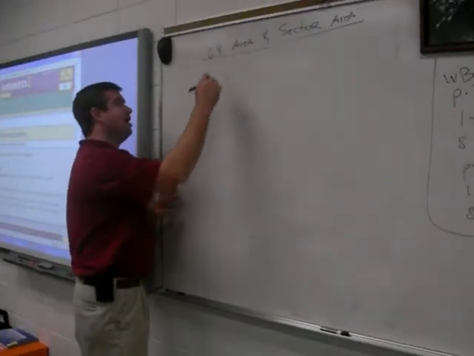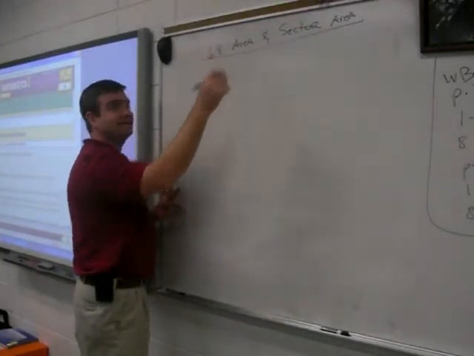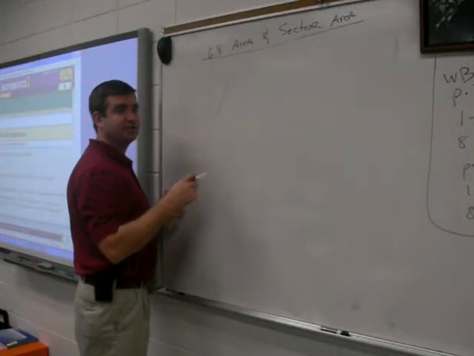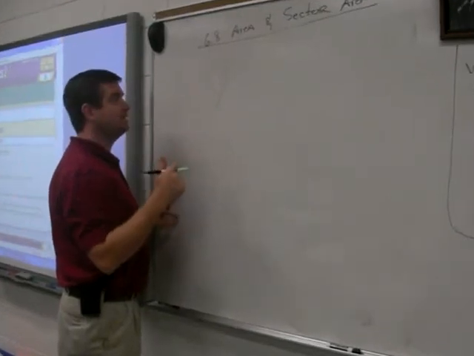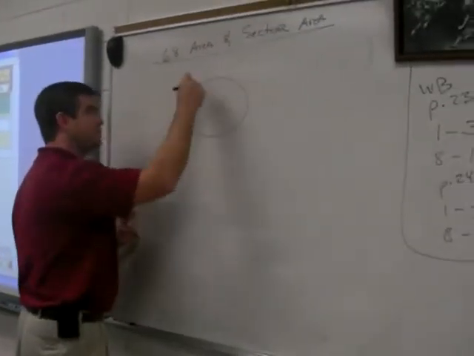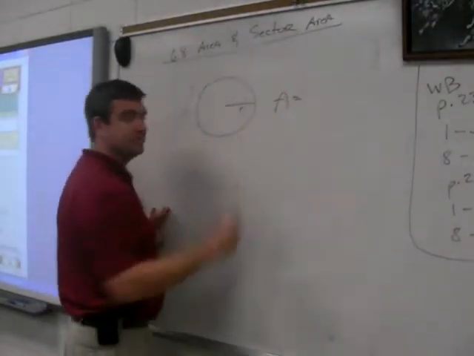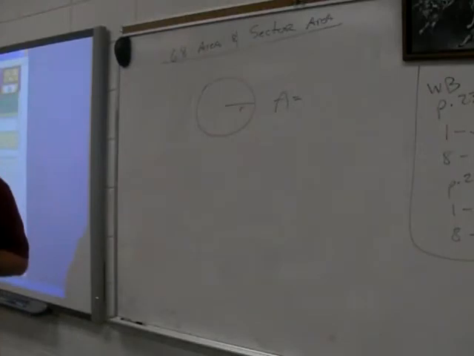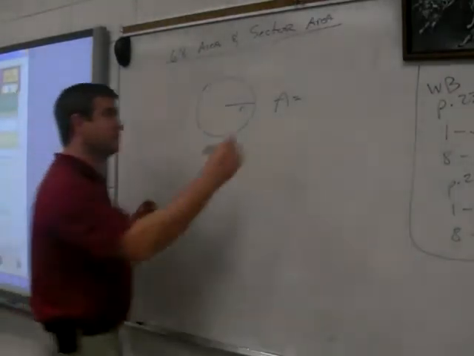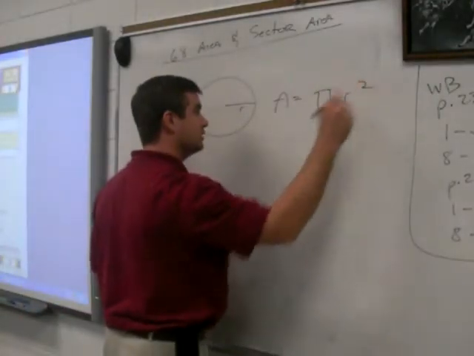All right, 6.8, area and sector area. These are the two things that we need to talk about in 6.8. The first is kind of a review. Here's a circle and the radius. The formula for area, I heard somebody say it earlier. What is it? Pi r squared. Very good. Pi r squared.